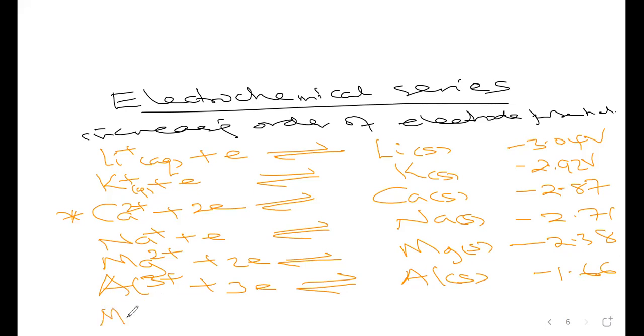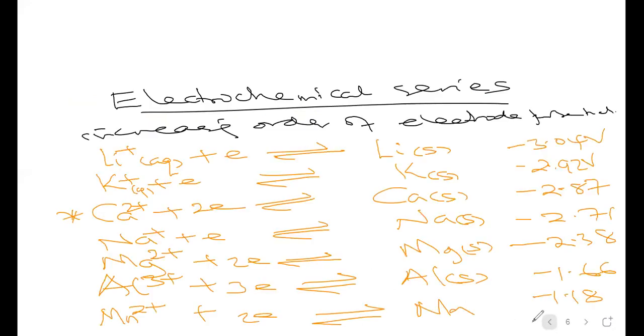Manganese, a new element now from your O-level knowledge. You didn't look at this. After aluminium, we go to manganese. It has an electrode potential of negative 1.18. After manganese, we have zinc. Zinc has an electrode potential of negative 0.76, and manganese has negative 1.18. Did I write it? Yes.